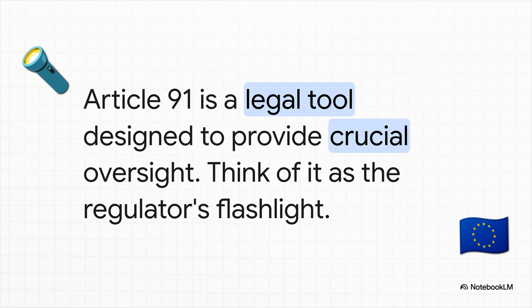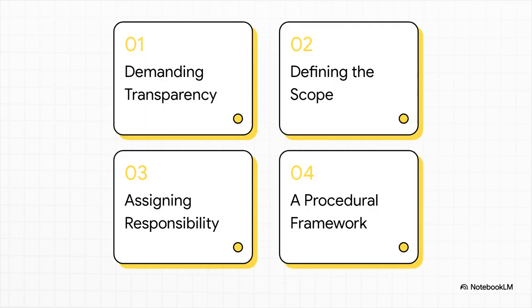Their answer is Article 91 of the AI Act. And honestly, the best way to think about it is as a flashlight. It's the legal tool regulators can use to shine a light right inside that black box and get a better look at how these incredibly powerful systems are making their choices. Now, to really get a grip on how this regulatory flashlight works, we're going to break it down into 4 key parts, or pillars, that come straight from the law itself.